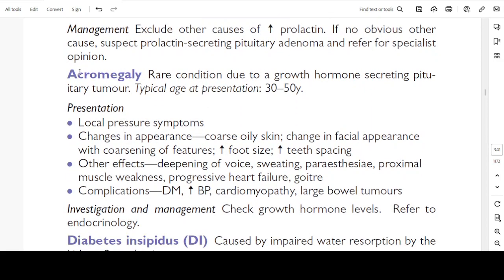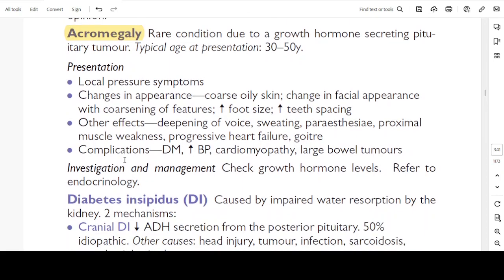Acromegaly, a rare condition due to a growth hormone secreting pituitary tumor. Typical age of presentation is 30 to 50 years. Presentation is local pressure symptoms, changes in appearance of the face, coarse oily skin, coarsening of features, increase in foot size and increase in teeth spacing. Other effects are deepening of the voice, sweating, paresthesias, proximal muscle weakness, progressive heart failure and goiter. Complications of acromegaly include diabetes, high BP, cardiomyopathy, large bowel tumors.